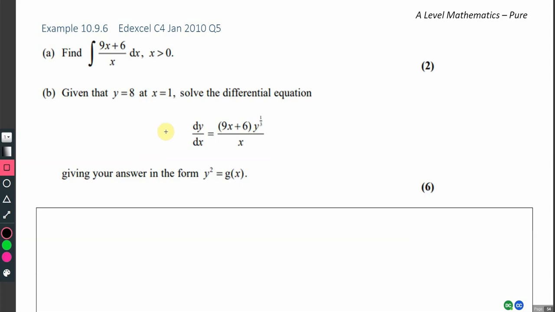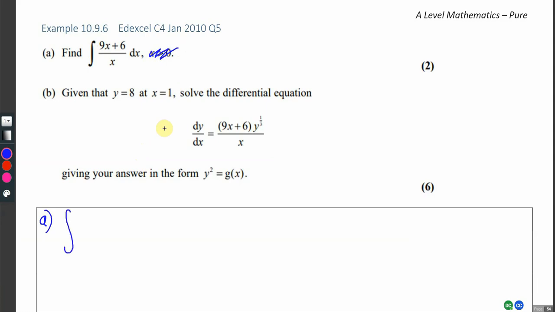Example 10.9.6 from Edexcel C4 January 2010, question 5. Part A, find this integral. We're told that x is bigger than 0, which doesn't really have any impact on what we're about to do. So for part A, if you haven't already, have a look at the question and think, how can we integrate that? Pause the video if you need to.